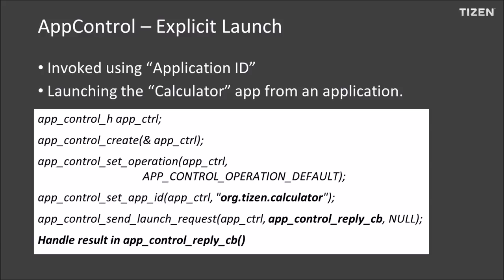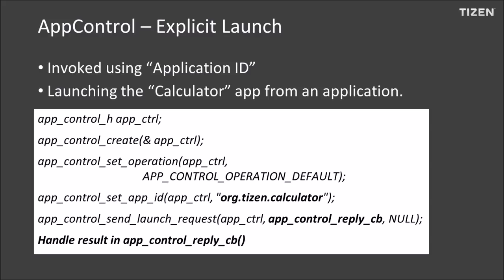Set the predefined application ID string using the app control set app ID API. Trigger the launch request using the app control send launch request API. Get notified of the result of the launch via a callback.